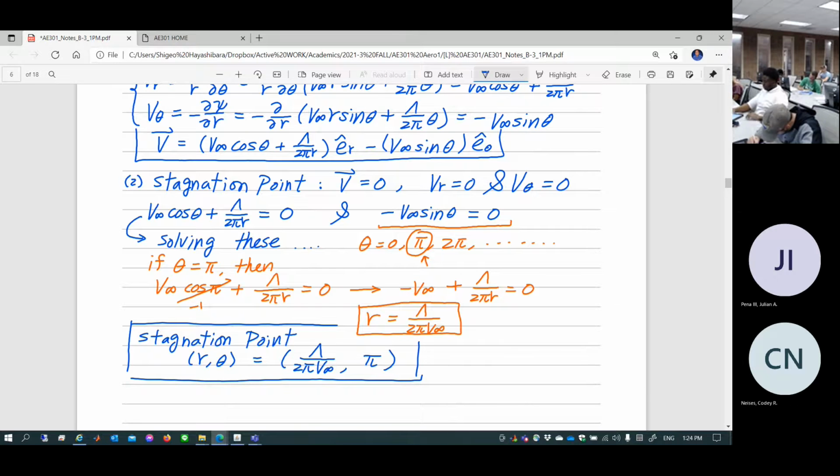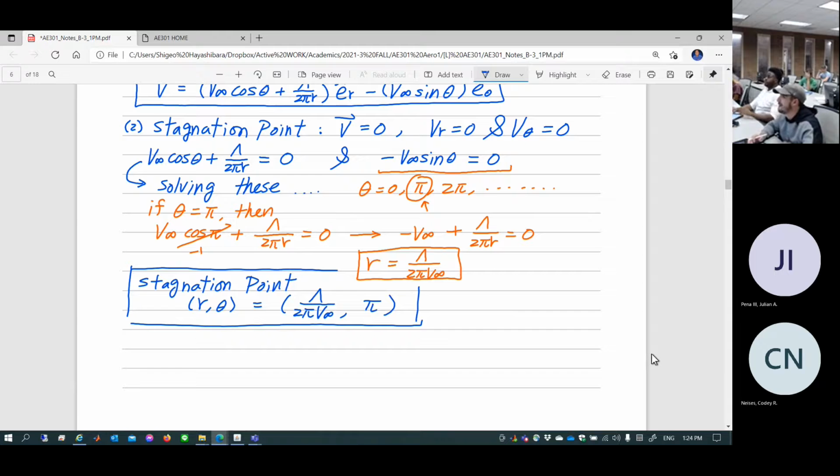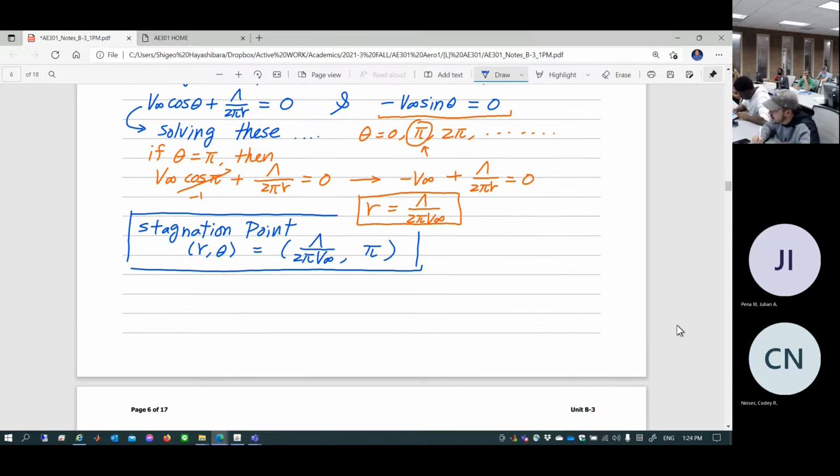Question? Why do you put it in the R theta format? What do you mean? This is a coordinate. Coordinate R theta is R equal to this, theta equal to that. So it's the coordinate for the stagnation point. This is the stagnation point coordinate. Yeah, it's a point. That's right, that's a coordinate. Okay. Any other question?